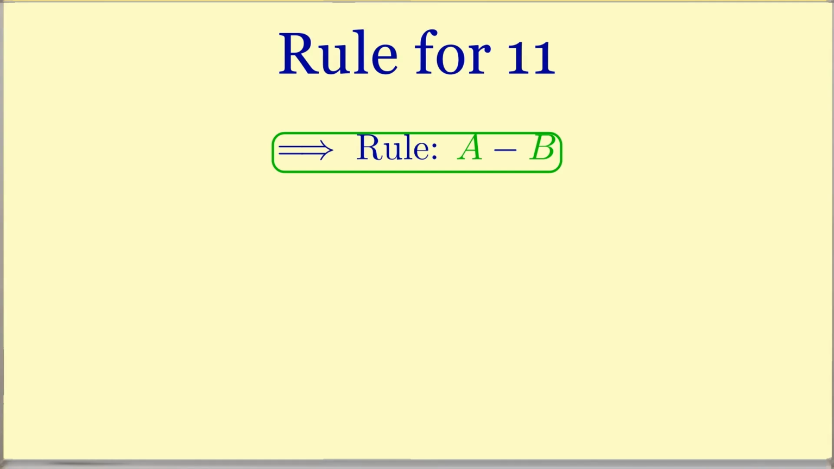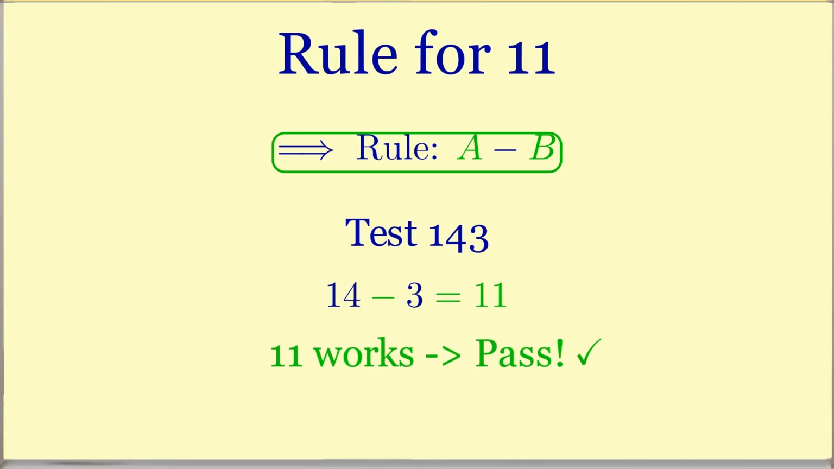Let us see this in action with 3 examples. Example 1. Let's test 143. Chop off the 3. Subtract it from the front chunk, which is 14. 14 minus 3 is 11. Since 11 is obviously in the 11 club, 143 is perfectly divisible by 11.